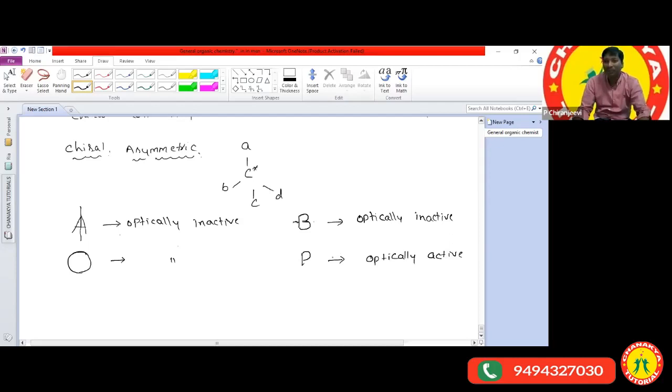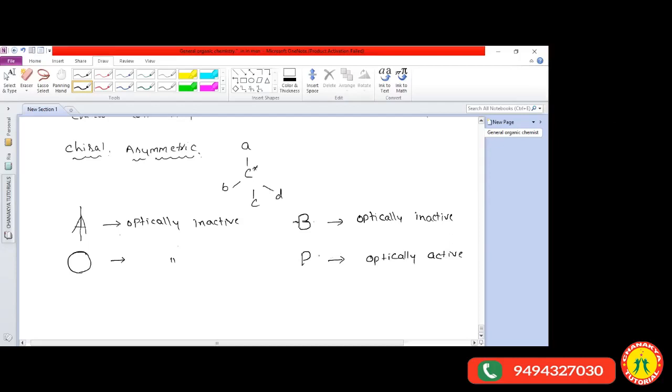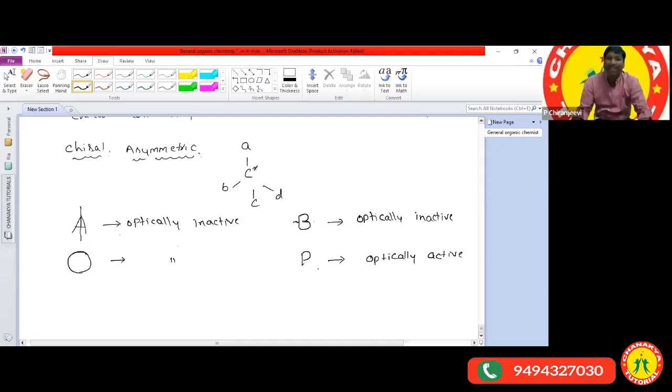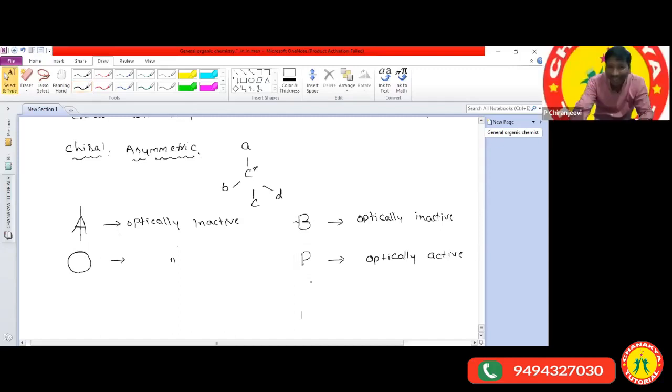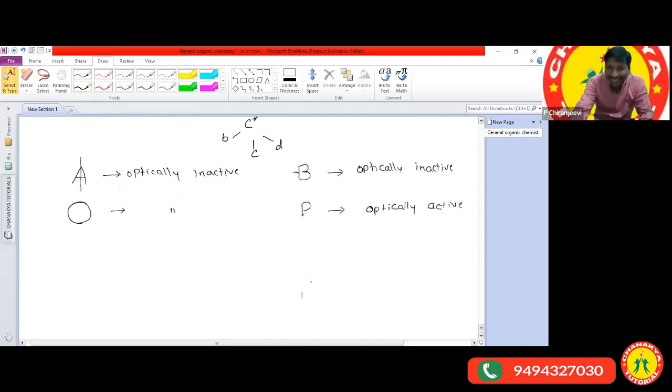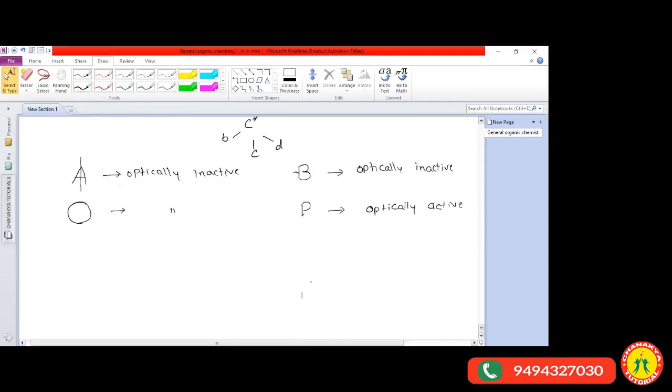Is that clear? They're asking in the mains. I wish I could get it in the final paper. Is it in PYQ, sir? Previous year's questions.